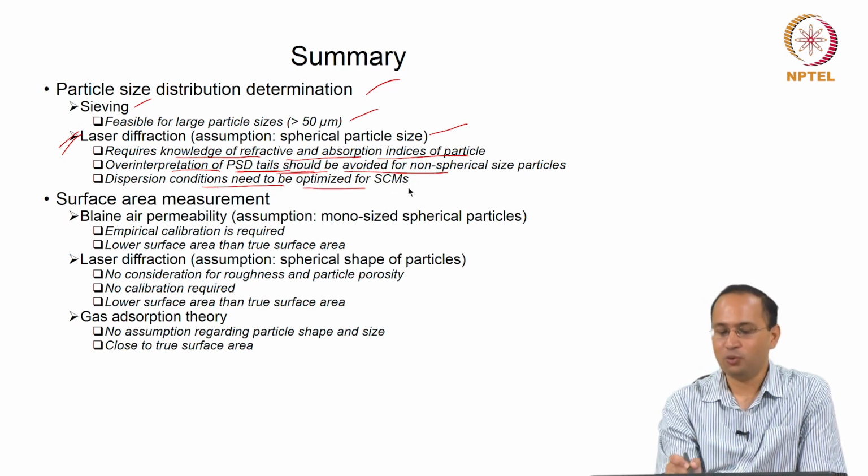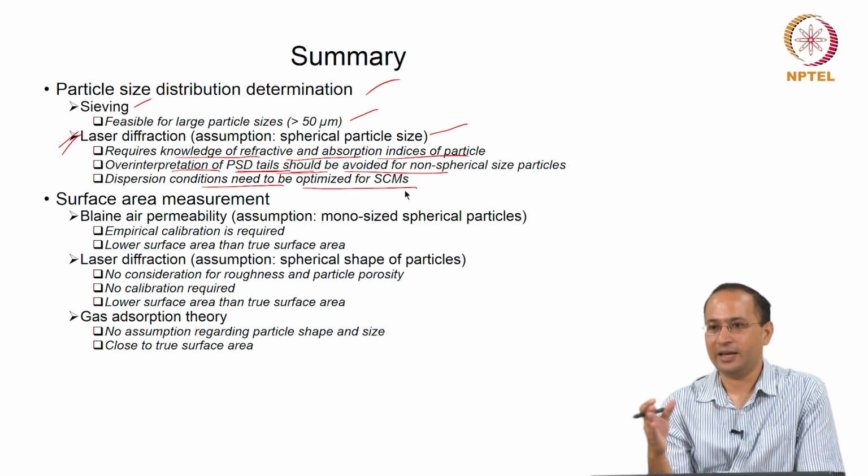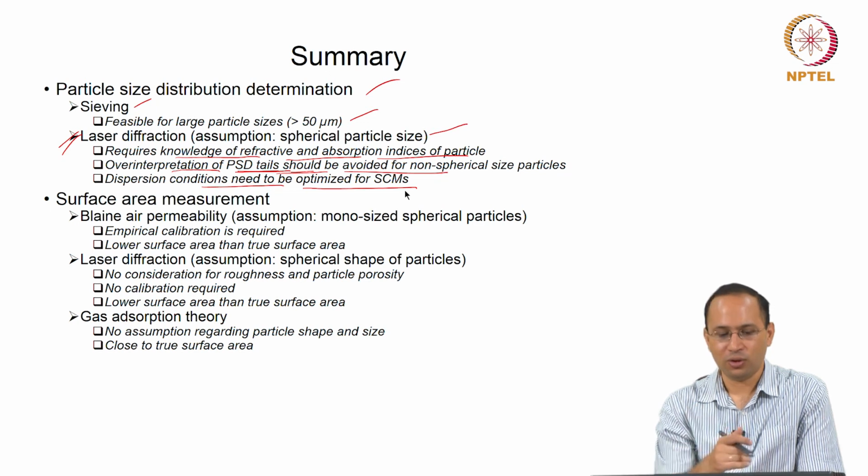Dispersion conditions need to be optimized, right. If you have a particular dispersion method, you have to make sure you are dispersing, de-agglomerating your sample. If you have conditions for cement, that may not be directly applicable to SCMs, so you will have to optimize the dispersion conditions, like what is the frequency, if you are doing sonication for example. So, these dispersion conditions specifically need to be optimized for SCMs, okay.